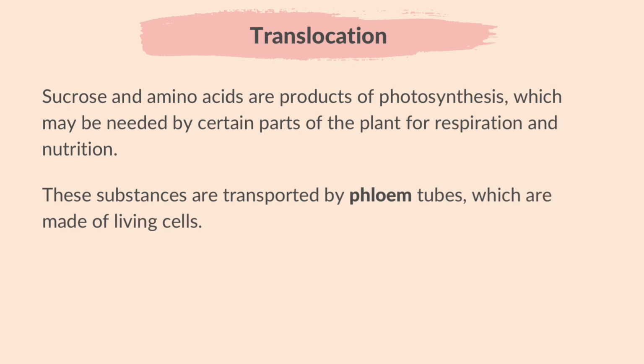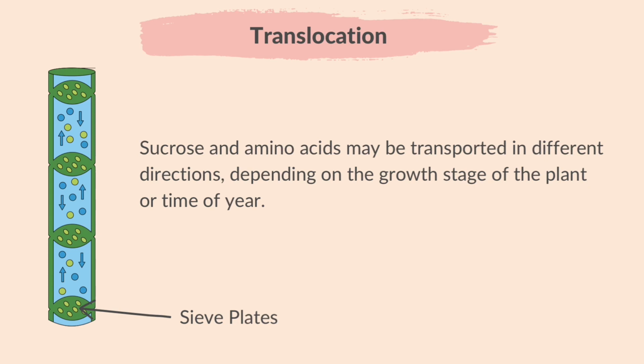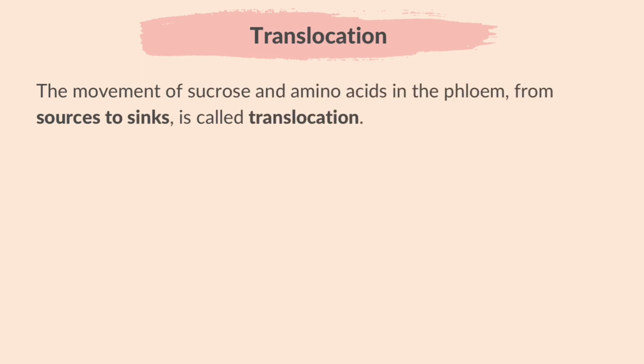These substances are transported by phloem tubes, which are made of living cells unlike xylem vessels. Sucrose and amino acids may be transported in different directions depending on the growth stage of the plant or time of year. The movement of sucrose and amino acids in the phloem from sources to sinks is called translocation.